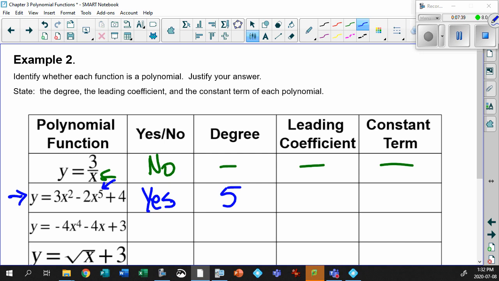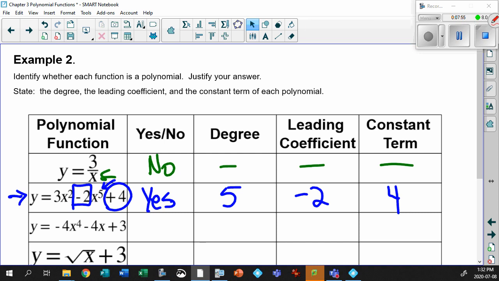Who is the leading coefficient? The leading coefficient goes with the highest degree. So that one is, in fact, -2. The constant term, yep, the one that doesn't have an x by it. That is, of course, our y-intercept. Boy, this is fun. Let's do this one then.